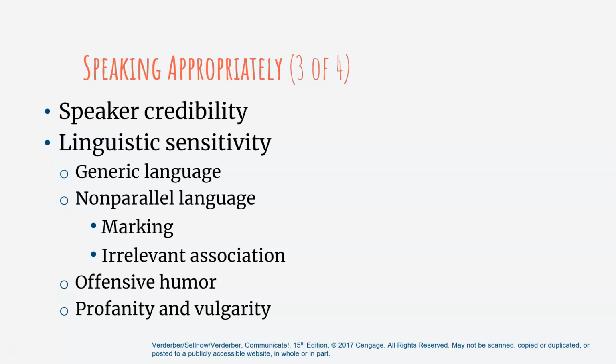Irrelevant association is when one emphasizes one person's relationship to another when doing so isn't necessary to make the point. Of course, do not use offensive humor and don't use any profanity or vulgar terms.